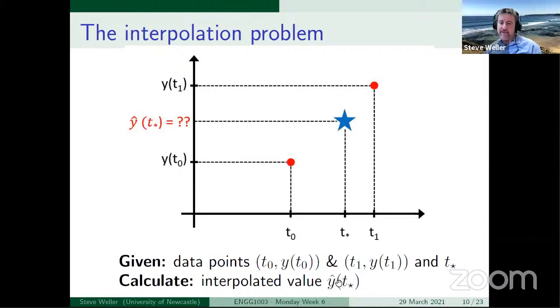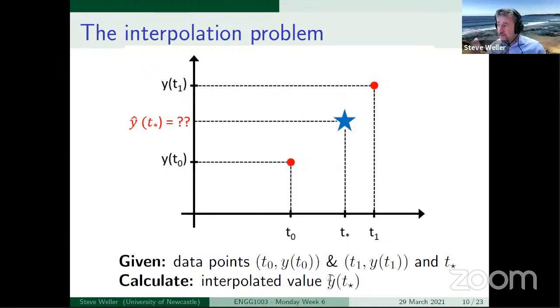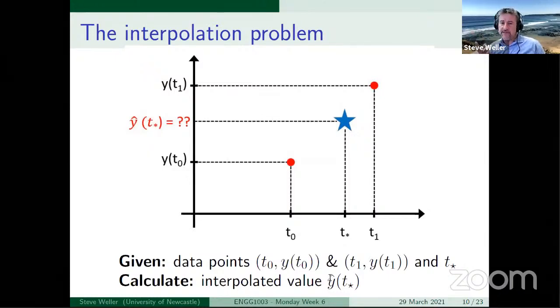So I've indicated that here as y hat of t star. T star is the intermediate time at which we'd like to know the value of the function. And the hat is meant to indicate that at best we're going to be estimating the value of that function. We don't know what it is. We're only given the function values at the two red dots. So the engineering problem is to calculate the interpolated value of y star.